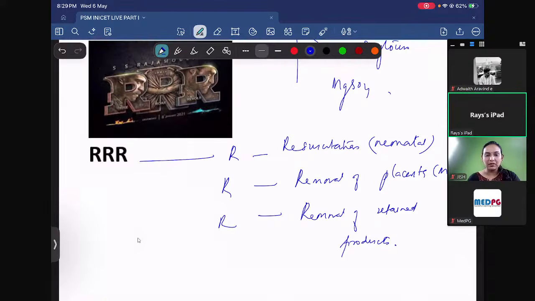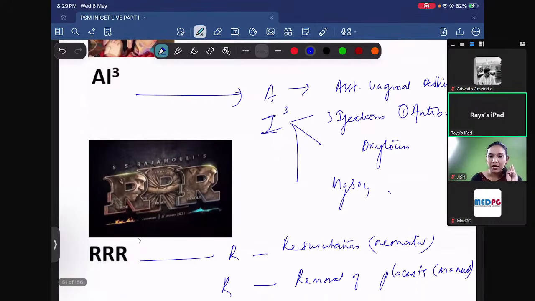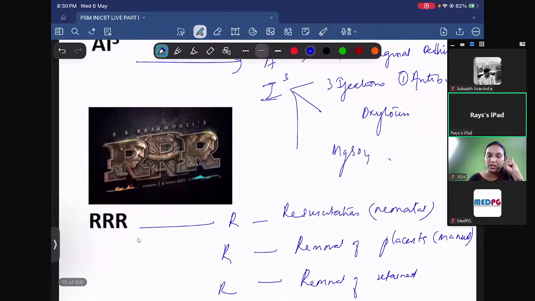Delivery is happening, retained products are there, and you don't know, you can't do anything. Nobody knows, no skill, no equipment. Gone. So that should not happen. For that we have these basic emergency obstetric care guidelines. So basically you have AI3 and RRR: assisted vaginal delivery, then 3 injections, which are oxytocin, antibiotics and MgSO4. RRR is resuscitation of the neonate, removal of placenta and removal of retained products. So this is AI3 and RRR. Along with that, if you have an OT and blood transfusion facilities, you are upgrading to comprehensive emergency obstetric care.